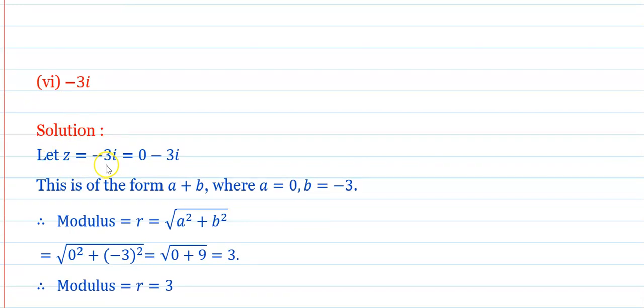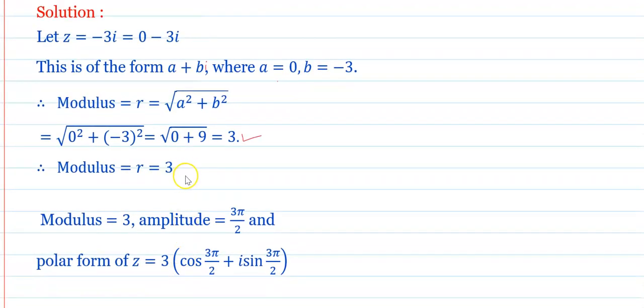Let z is equal to minus 3i, which is equal to 0 minus 3i. This is of the form a plus bi, where a is equal to 0 and b is minus 3. Its modulus r is equal to the square root of a square plus b square. That is the square root of 0 square plus minus 3 bracket square, which is the square root of 0 plus 9, that is the square root of 9. Its square root is 3, and hence modulus r is equal to 3.